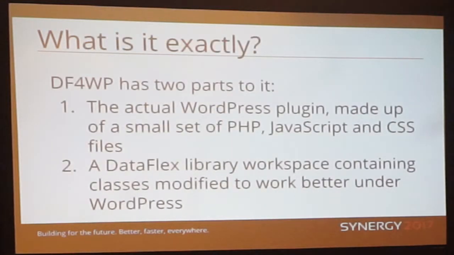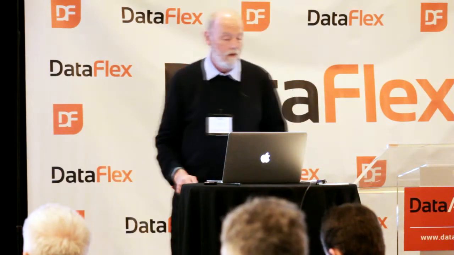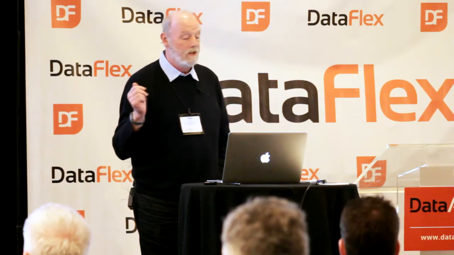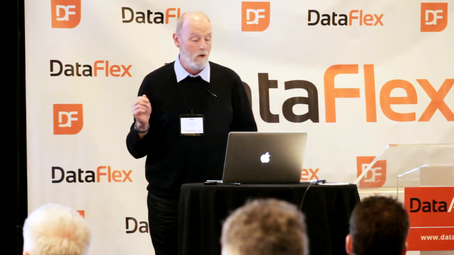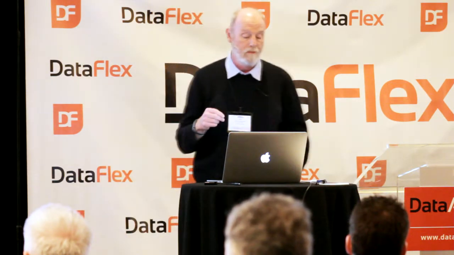DF for WP has two parts to it. The actual WordPress plugin, which is made up of a small set of PHP, JavaScript, and CSS files, and a DataFlex library workspace containing classes modified to help the app work better under WordPress. The plugin itself is delivered as a zip file containing all that's required on the WordPress side, DataFlex for WordPress.zip. WordPress expects plugins to be in zip format, so you should not extract those files, but upload the zip as is to the target WordPress site.